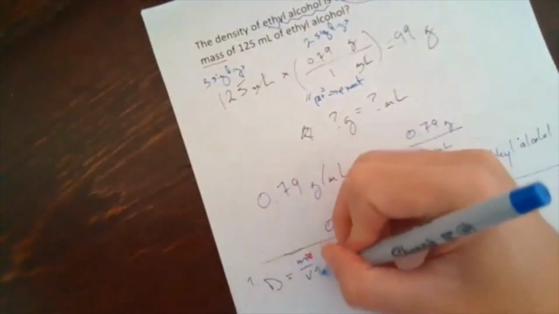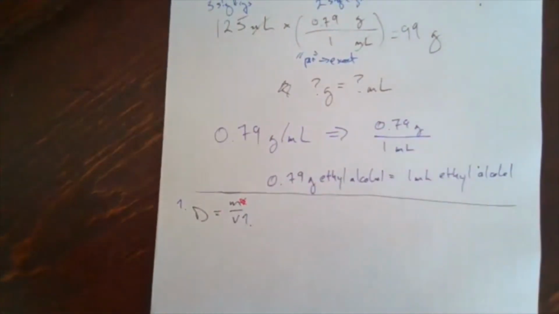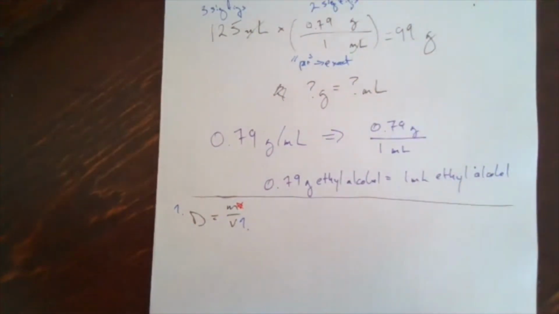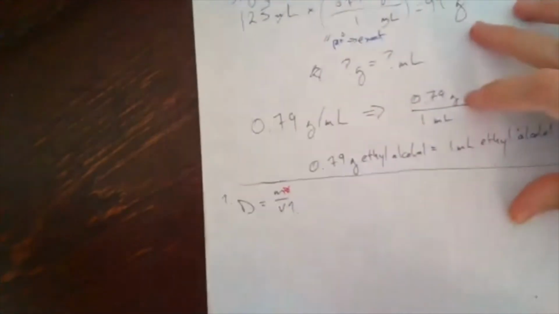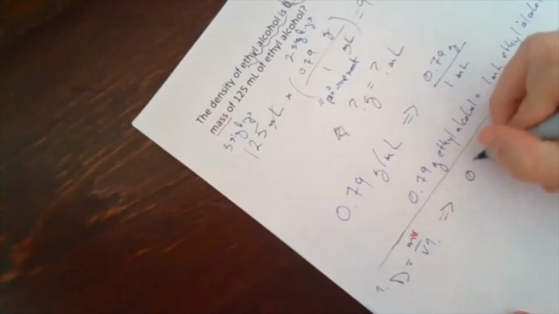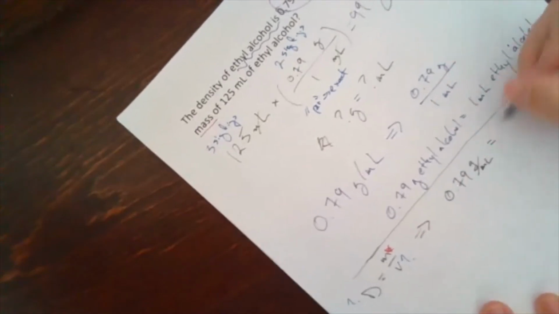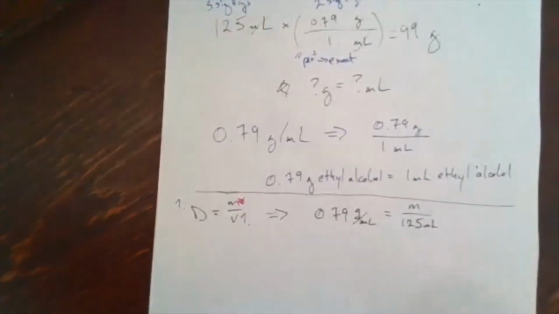Okay? So do I have density and do I have volume? And we can see, yes. We saw the density was 0.79 and the volume was 125. So what we can do is plug those values in. I get 0.79 grams per milliliter is equal to whatever my mass is divided by 125 milliliters.